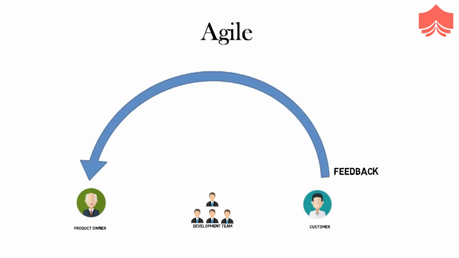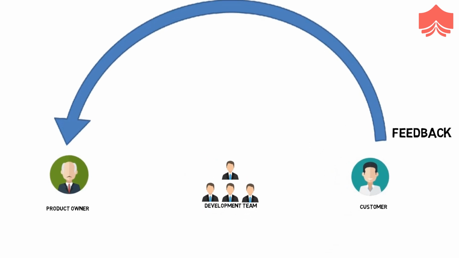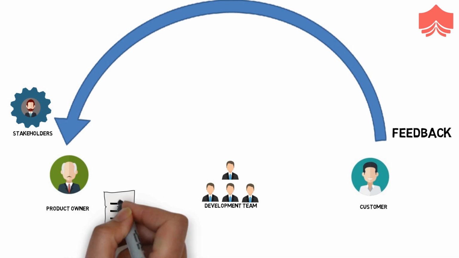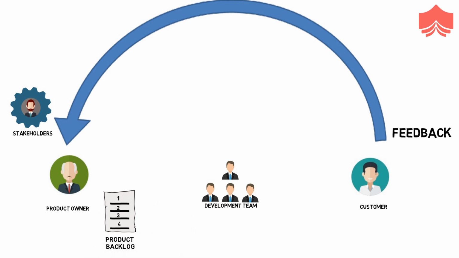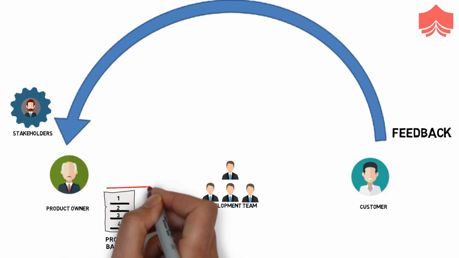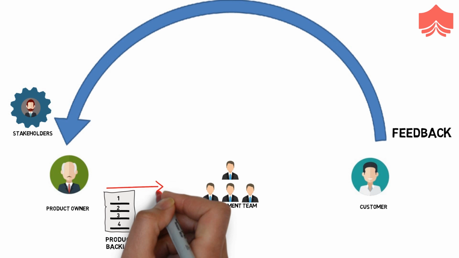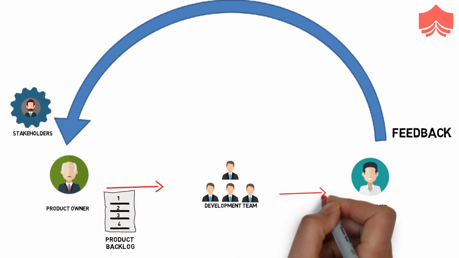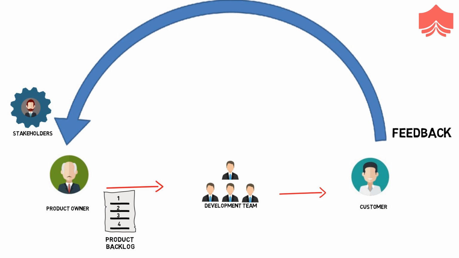The product owner then collects the feedback from the customers and from various stakeholders. Then, according to all the feedback, he creates a prioritized list of features which should be added to the product or software. This prioritized list is known as the product backlog. The development team then tries to add these features to the product in order to make the product better, and the process keeps repeating. Now, Scrum adds some more routines and rituals to this process.